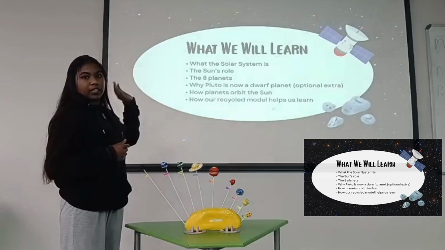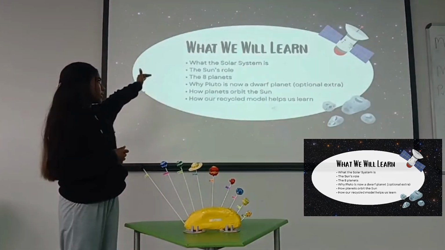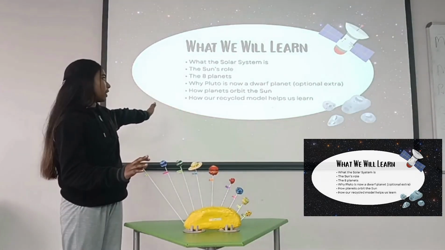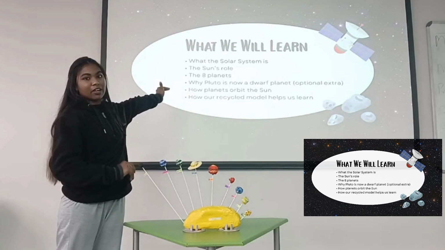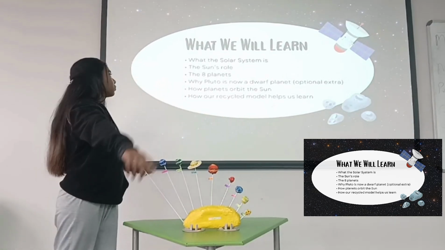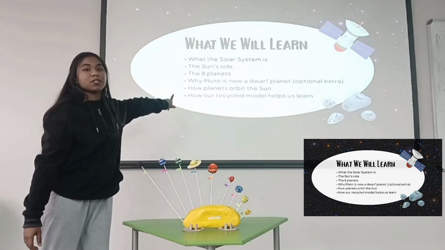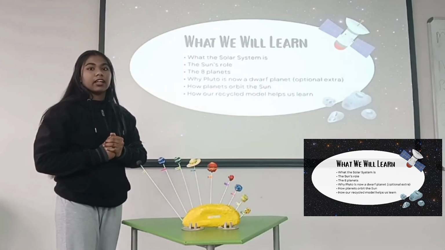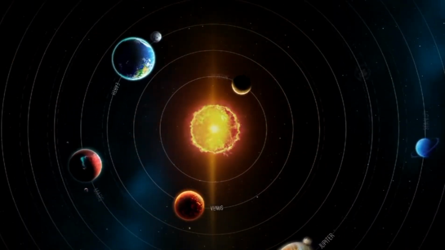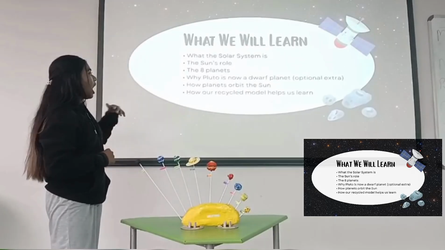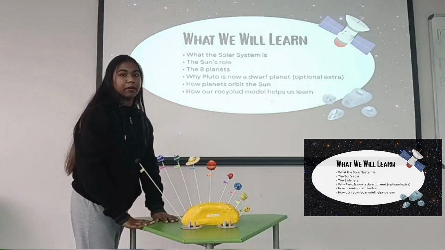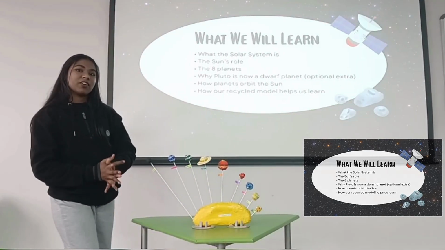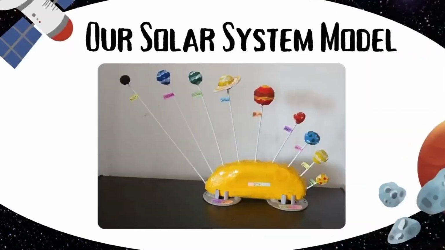We then will find out what the sun's role is in our solar system, followed by the 8 planets. And let's not forget that we have one mystery planet, which is now identified as Pluto, which is our dwarf planet. We then will learn how planets orbit around the sun and how our recycled model helps us learn. Moving on to the next slide.